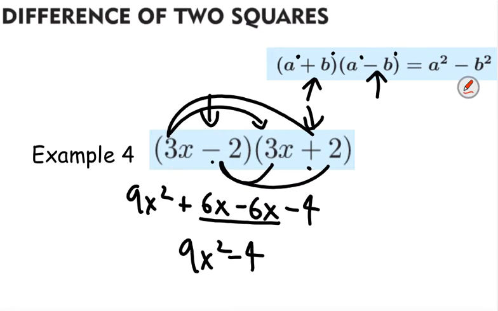Notice it's the difference of two squares, 9 being a perfect square and 4 being a perfect square.